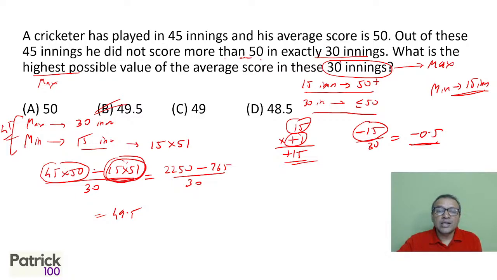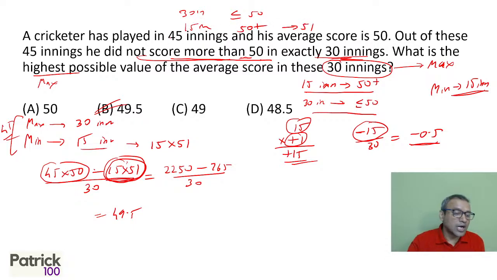In 30 innings, he has scored not more than 50. That means less than or equal to 50, right? In 30 innings. So in 15 innings, he has to score more than 50, remember. And more than 50 has to be minimum 51 because it's the run score. It can't be half a run. It has to be a full run. So minimum has to be 51.